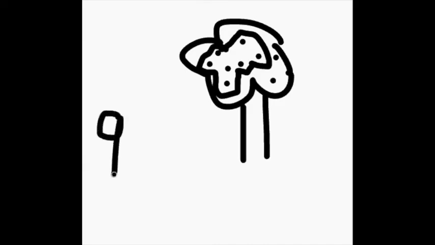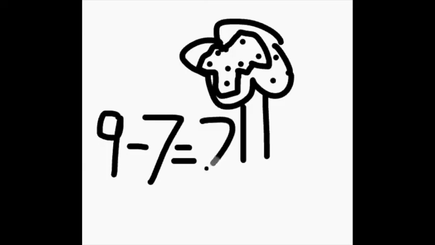We had 9 apples altogether. 1, 2, 3, 4, 5, 6, 7 of them were green. How many were not green? 2. 9 minus 7 equals 2.